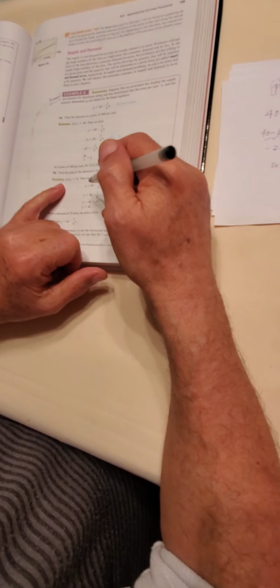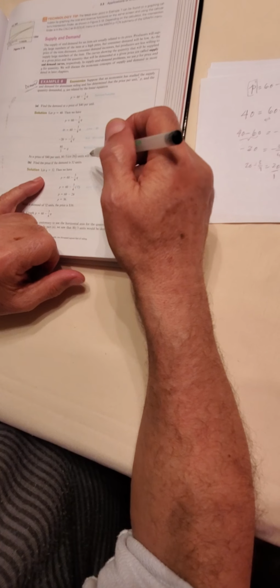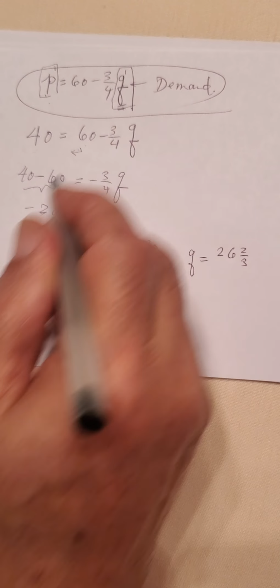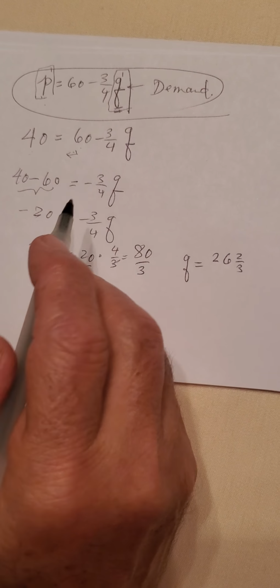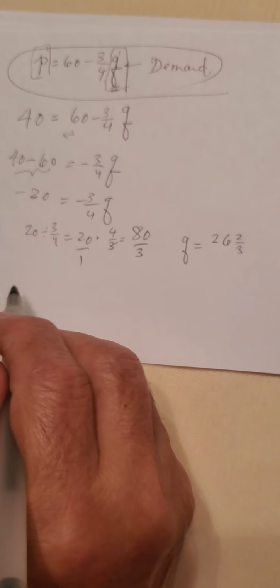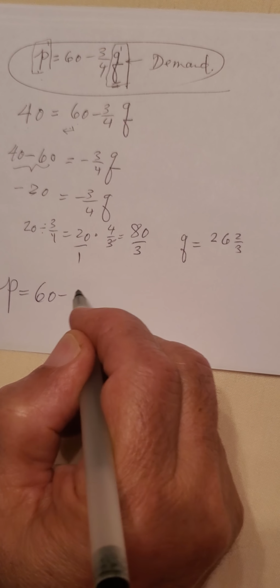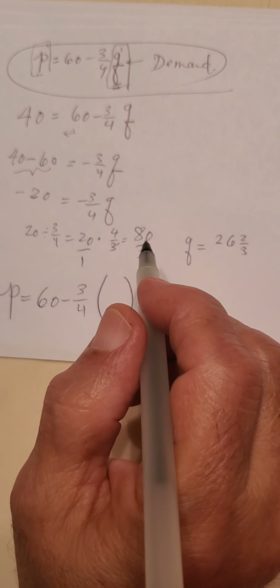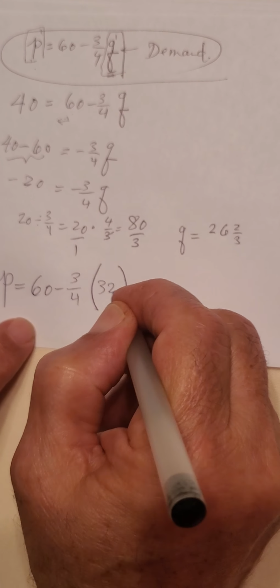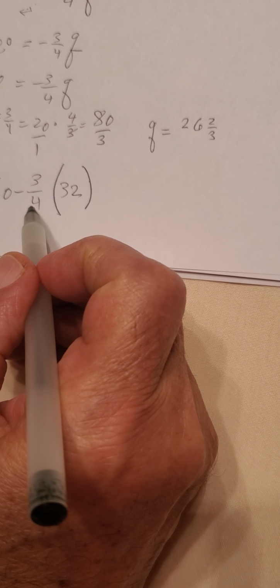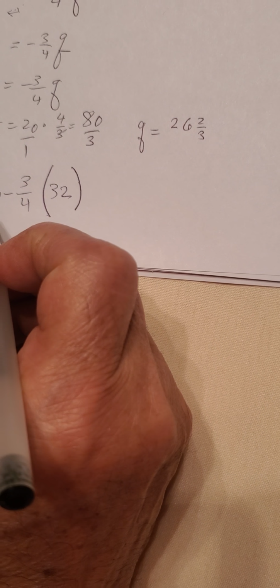Part B, they say, find the price if the demand is 32. So now they give the demand and ask, can you find P? In the same equation that we already had, this time you're going to substitute for Q. So that's part B. Find the price. P equals 60 minus 3/4 times Q, and Q is given to you. Q is equal to 32. So 32 units, 32 items you are producing, multiplying by 3/4, and then subtracting from 60.